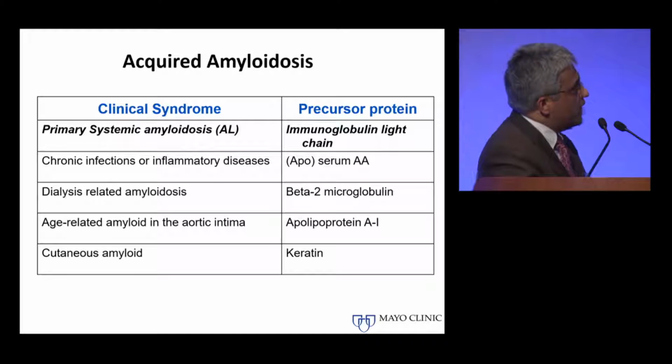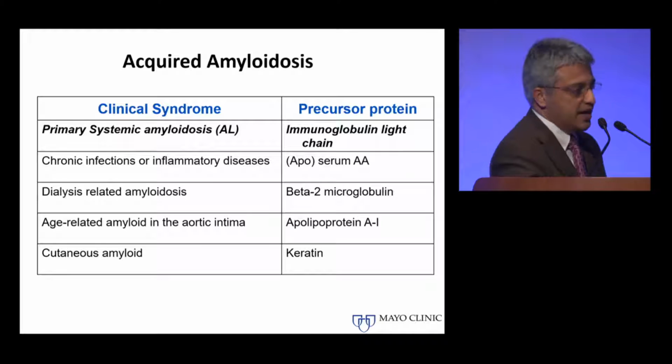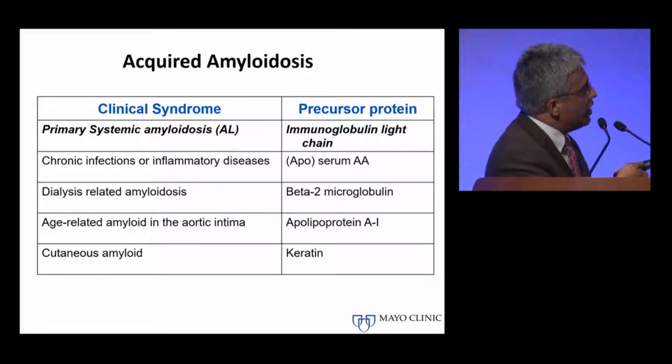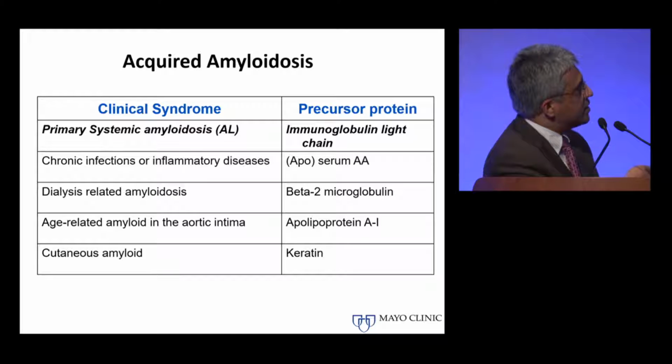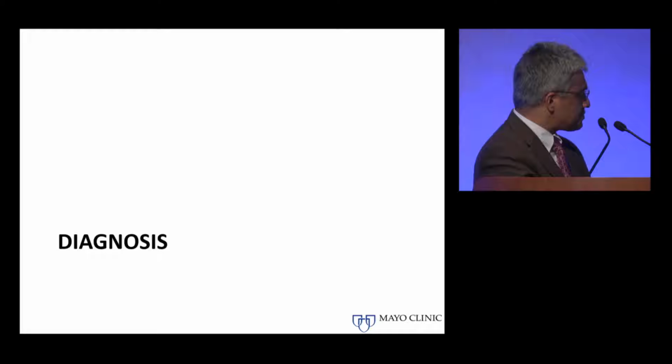Now, when you talk about the acquired type of amyloidosis, which is what we deal with more commonly, the most common is light chain amyloid, which is what I will focus today's talk on. Now, in areas where chronic infections and chronic inflammatory conditions are much more common and less well controlled, patients can get secondary amyloidosis from the serum A protein.